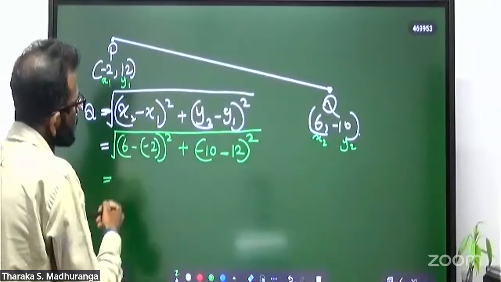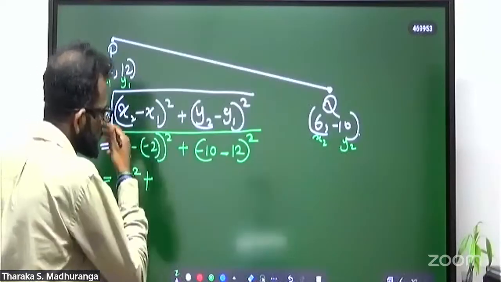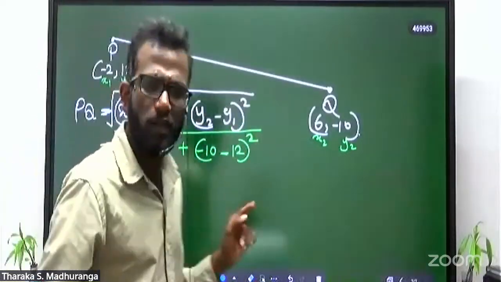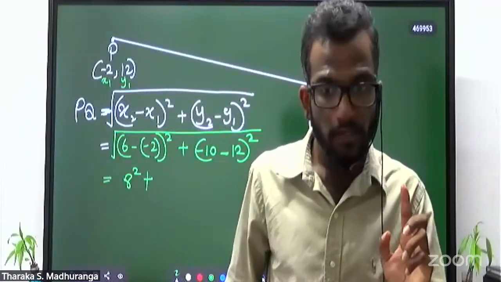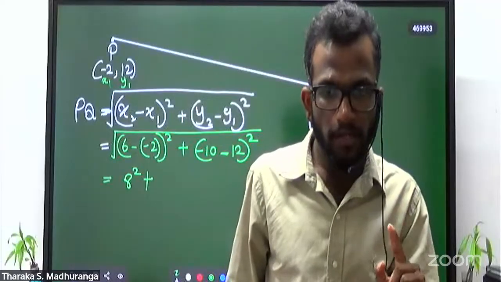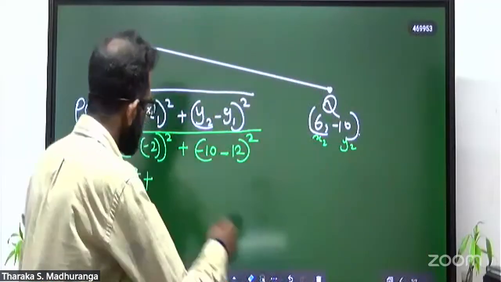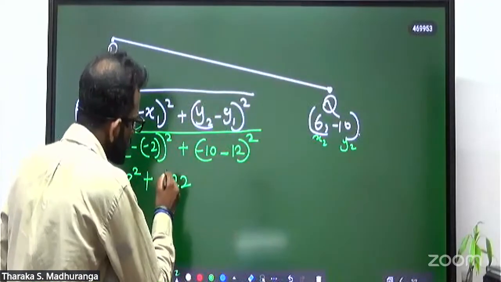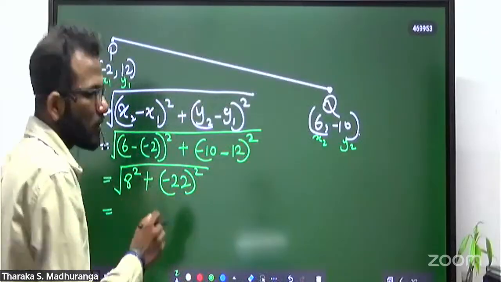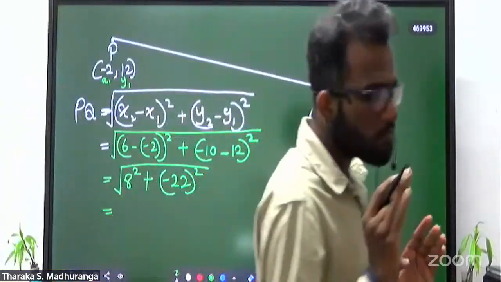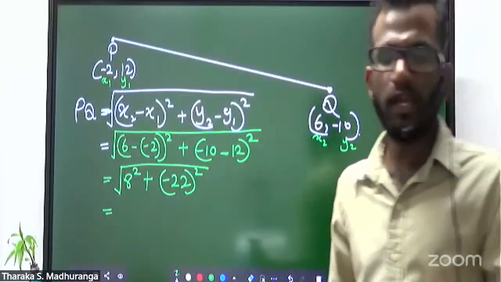Then 6 minus 2, it is 8 square plus minus 10 minus 12. What is the value of minus 10 minus 12? It is minus 22. Minus 22 square root. If you can't realize this minus positive value, you had better use calculators. Okay, you can use a calculator anytime.